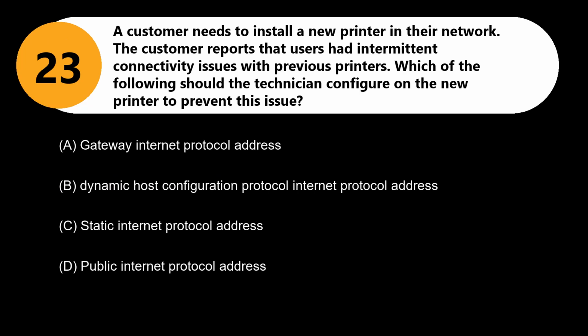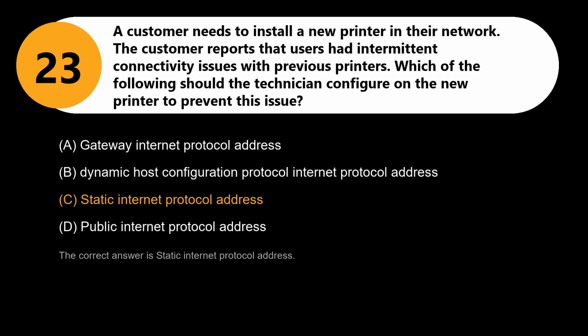Question 23. A customer needs to install a new printer in their network. The customer reports that users had intermittent connectivity issues with previous printers. Which of the following should the technician configure on the new printer to prevent this issue? Option A, Gateway Internet Protocol address. Option B, Dynamic Host Configuration Protocol Internet Protocol address. Option C, Static Internet Protocol address. Option D, Public Internet Protocol address. The correct answer is option C, Static Internet Protocol address.